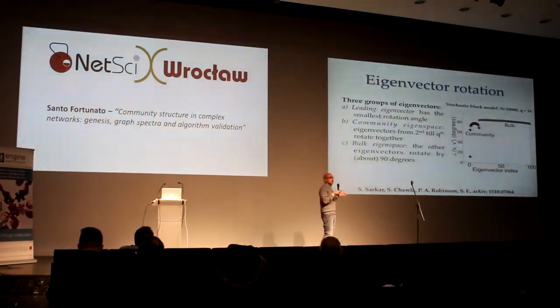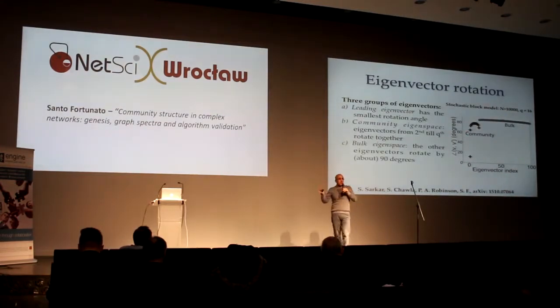There are q minus 1 eigenvectors, which are from the second to the qth, if you go down in the progression of the eigenvalues, which rotate together. I mean, not so slightly as the leading eigenvector, but not too much. Although it really depends on the specific system. I'll tell you what it means in this example here.